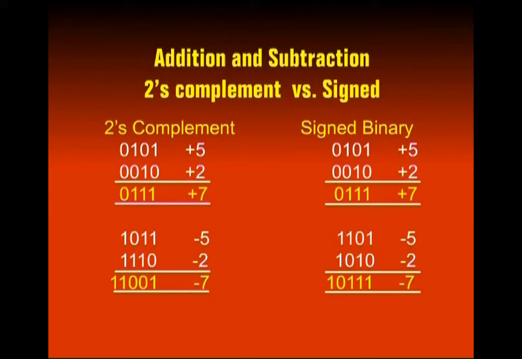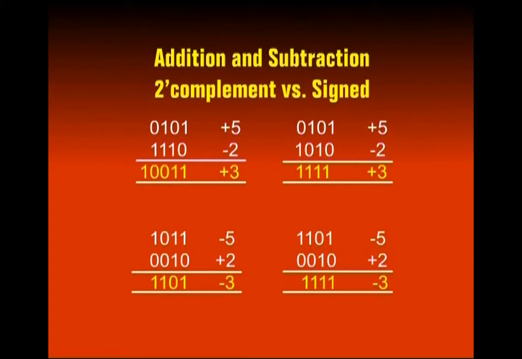Now, if you look at it, the answer does not represent minus 7. Minus 7 should be represented in its signed magnitude form as 1111. But here you can see 0111. If you neglect the carry, this represents positive 7, which is incorrect.